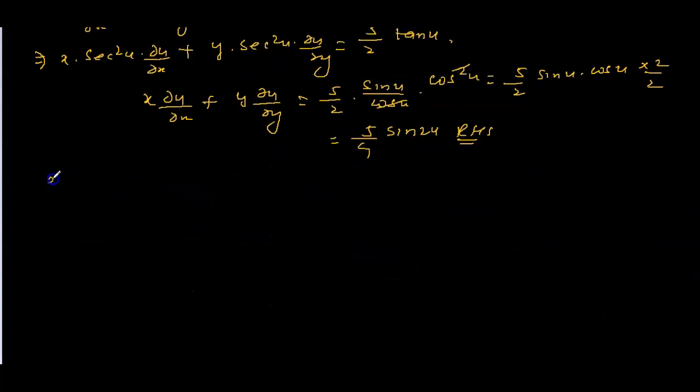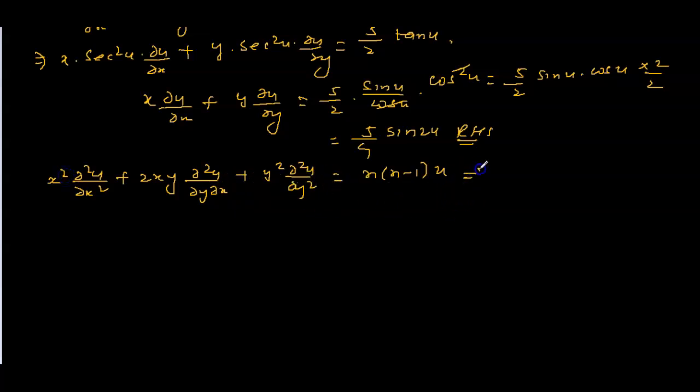The same thing is given here for the second order. For the second order, we already know this formula. So we got here x into u of x plus y into u of y is equal to 5 by 4 sine of 2u. Continuing from this, you can go for the second order.